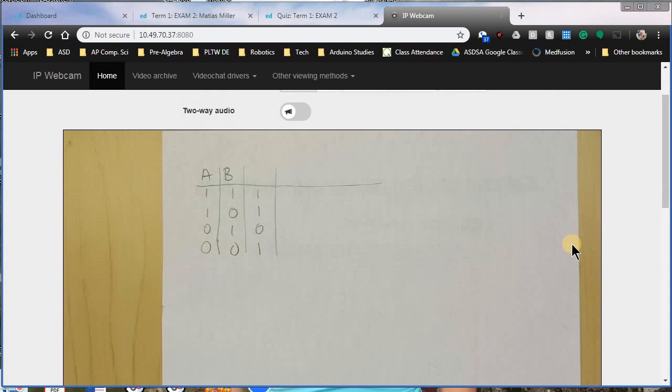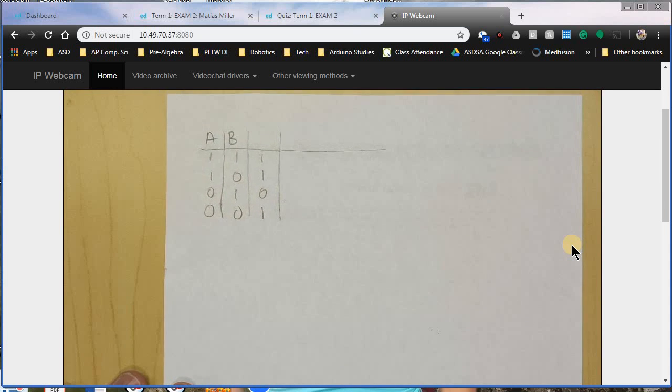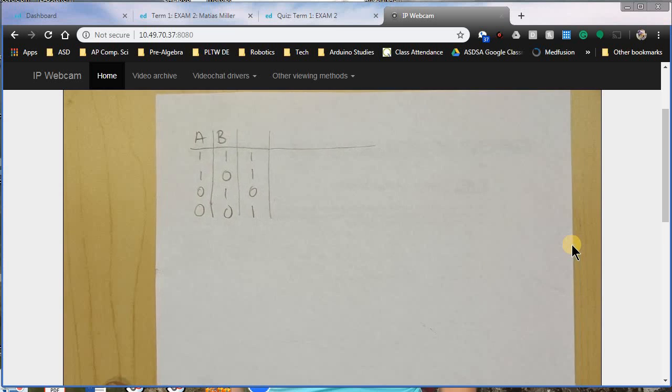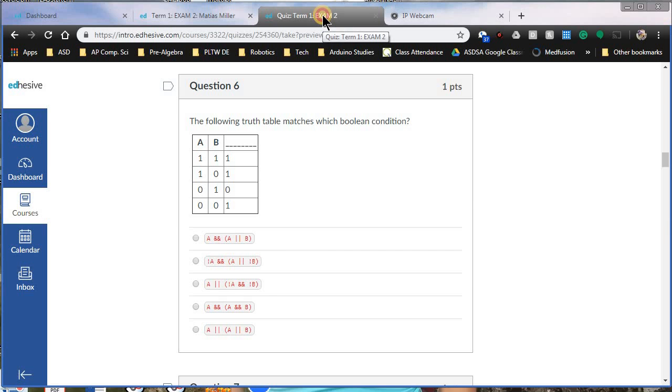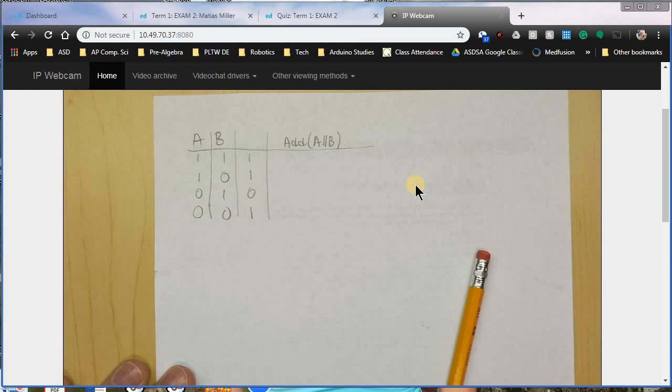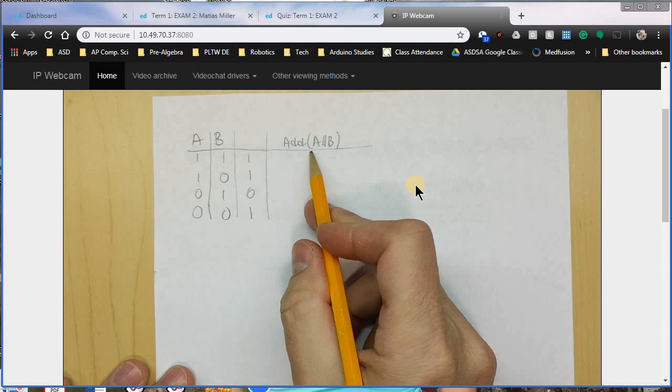Let me see if I can scroll down here. So I have the problem here, and I'm going to work out each one of these things here. So let's work out the very first one. It says A and A or B. So it's going to be A and A or B. I'm writing it down. You can't see it just yet. Okay, so this is A and A or B.